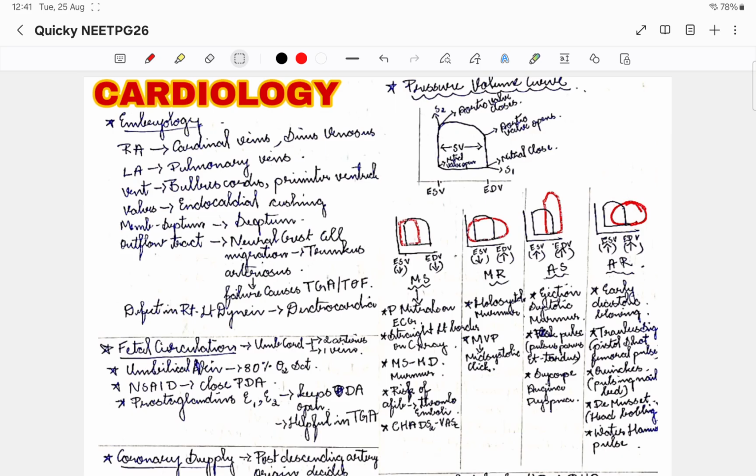Okay, so to begin with, embryology. The heart develops in different forms. Right atria and left atria we'll see first. The right atria develops from the cardinal veins and the sinus venosus, whereas the left atria develops from the pulmonary veins, because the pulmonary veins are where it gets its blood from, right?